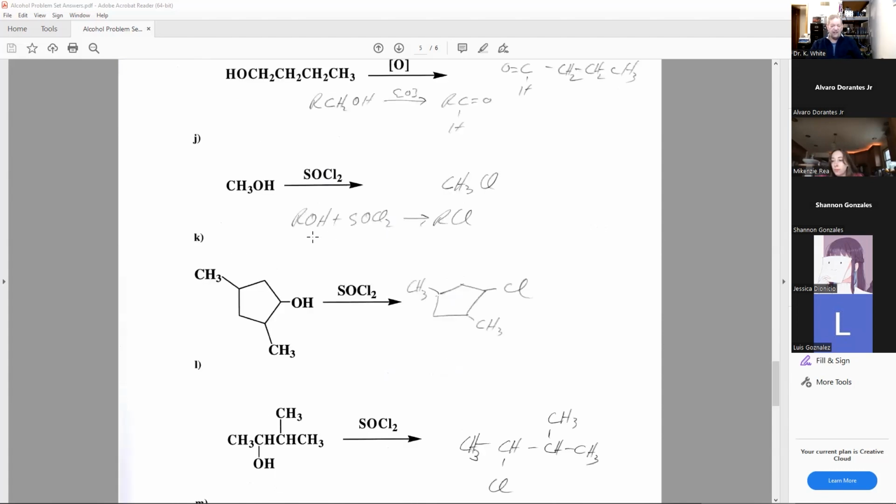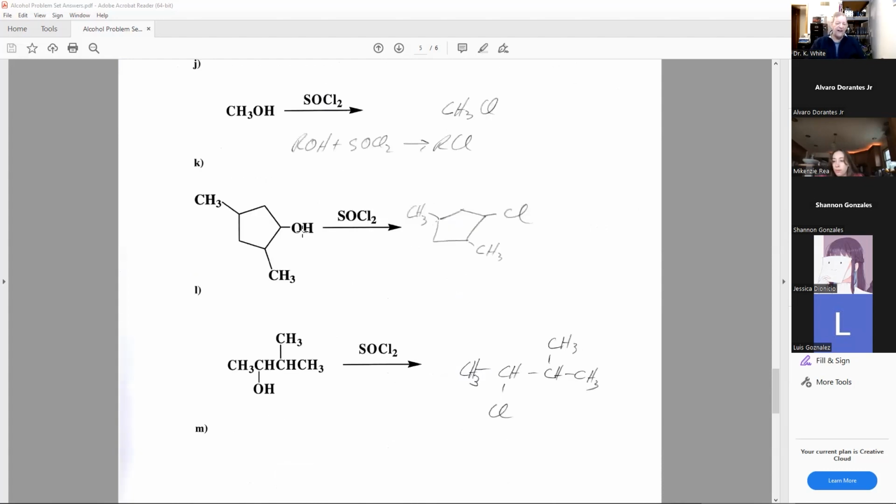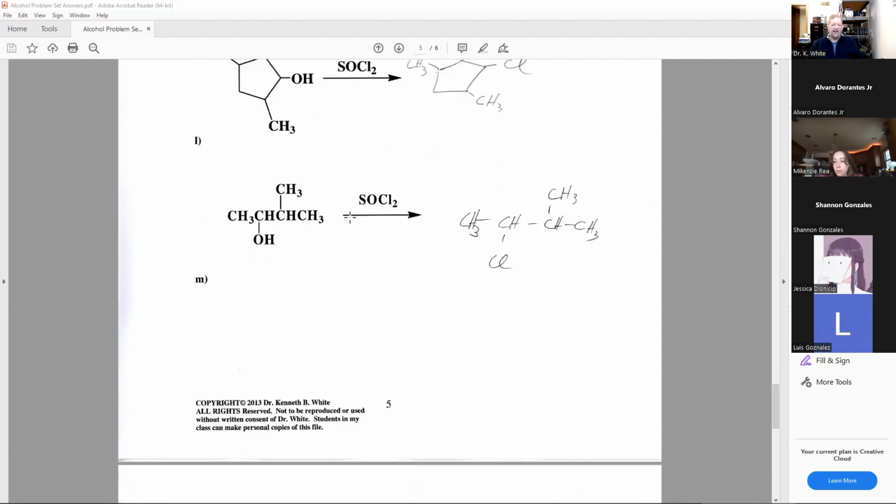Now, an important reaction is you take an alcohol and react it with SOCl2, thionyl chloride. You replace the hydroxyl group with a chlorine on the carbon that the hydroxyl group was on. And if we look at K, do you break carbon-carbon single bonds? No. I still have my ring, my methyl groups. This carbon has the hydroxyl, and it now has the halogen. And same thing for L.